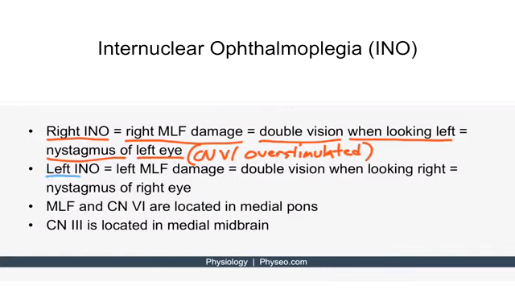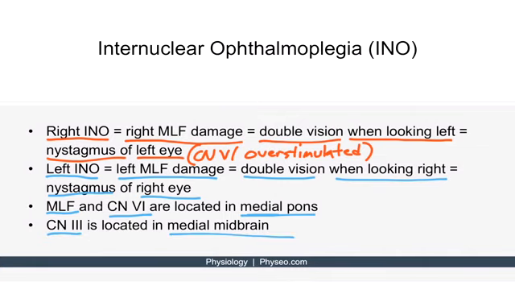Conversely, with left INO, that means there's left medial longitudinal fasciculus damage, so they'll get double vision when looking to the opposite side, so when looking to the right, which means you'll get nystagmus of the right eye, because the right cranial nerve 6 is overstimulated. And recall that the medial longitudinal fasciculus and cranial nerve 6 are located in the medial part of the pons. Then cranial nerve 3 is located in the medial midbrain.